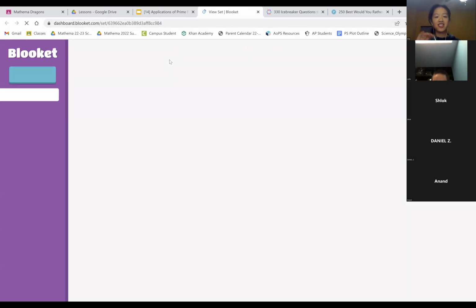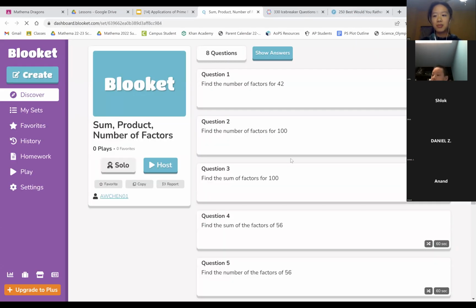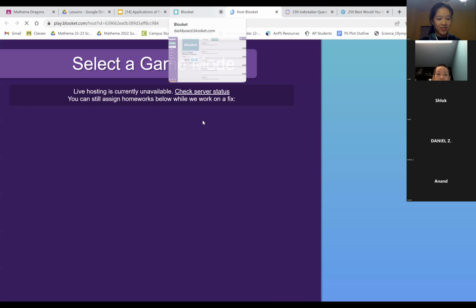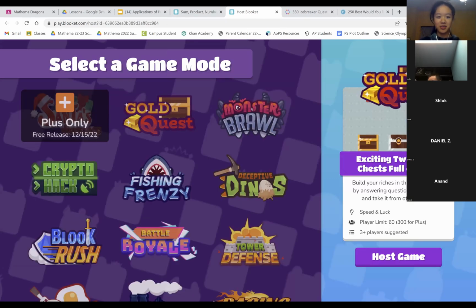Okay, disclaimer. I have no idea how booklet works. Press host and then I choose mini game. I don't know what we're supposed to choose. So you guys are gonna put which one you want to do one time into the chat. Otherwise, it doesn't count. Please don't spam.